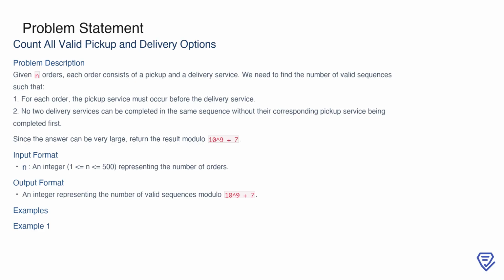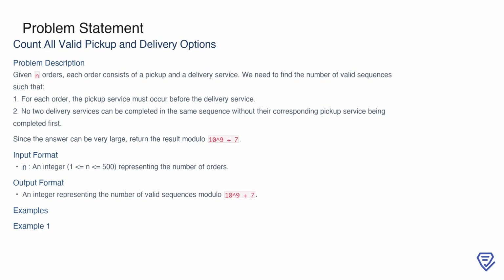for a given number of orders, denoted as n. Each order consists of two events, a pickup and a corresponding delivery. The rules are straightforward but critical. First, for any given order, the pickup must occur before its delivery in the sequence. Second, no delivery can happen before its corresponding pickup has been completed. These constraints ensure that the sequences are valid.